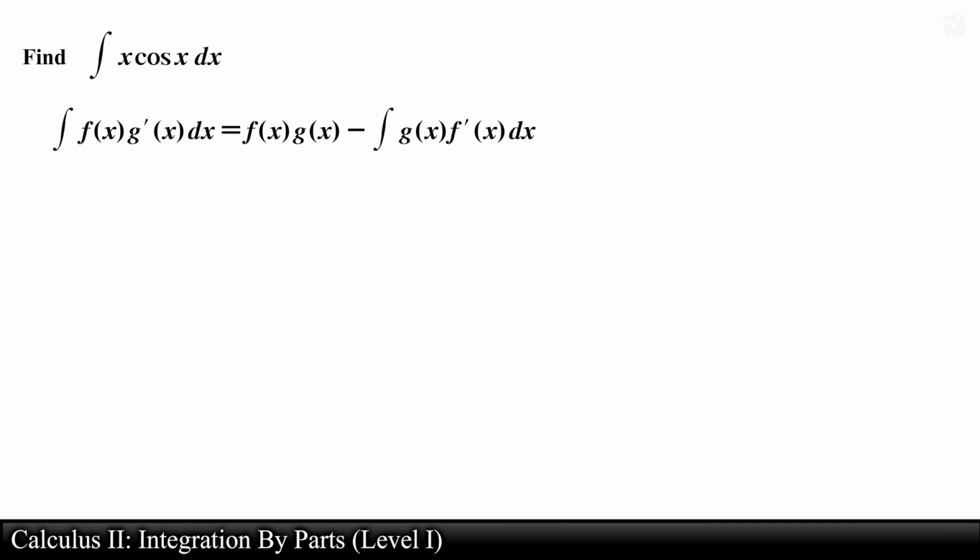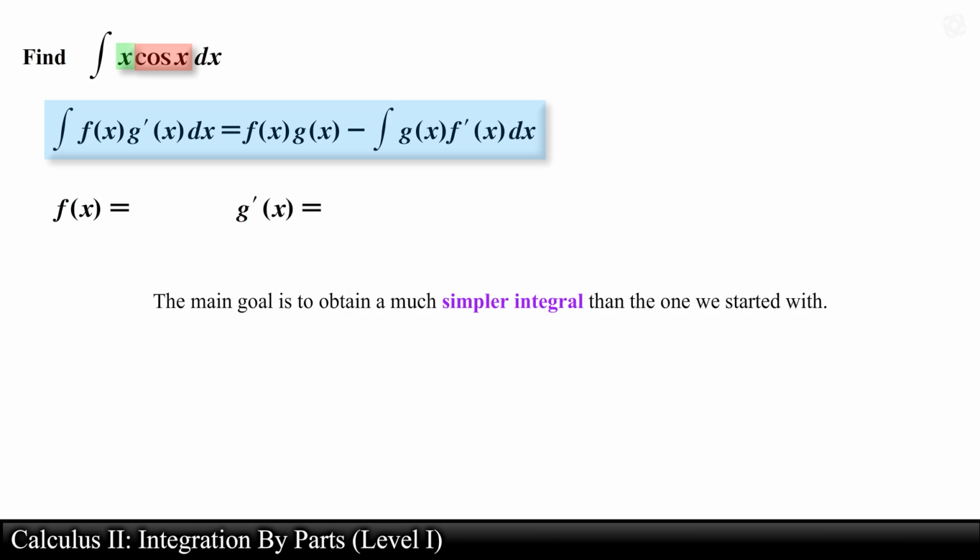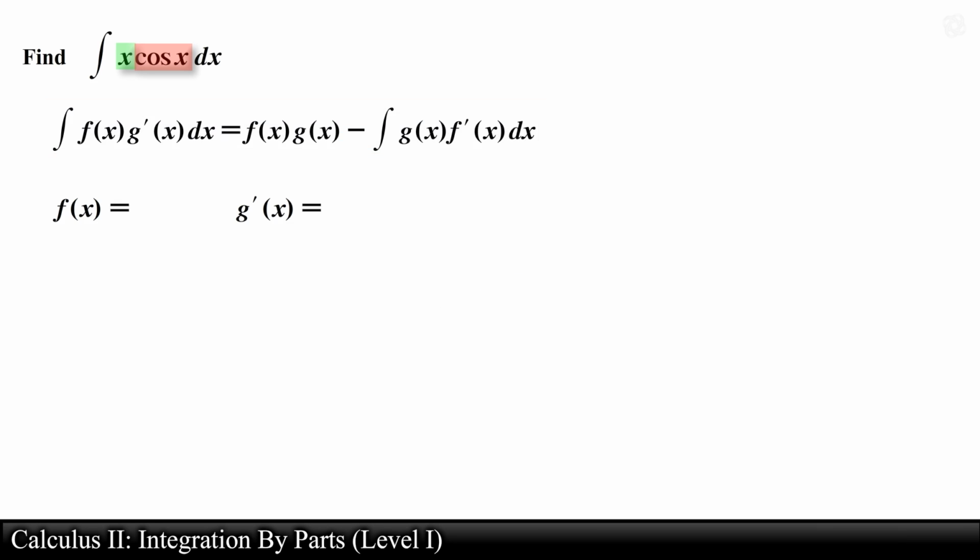We will first solve it by using the first version of the formula. In order to apply this formula to our problem, we need to make a decision and determine which of the two functions f of x will equal and which one g prime of x will equal. This is an important decision. The main goal in using integration by parts is to obtain a simpler integral than the one we started with. Let's go over the correct decision.